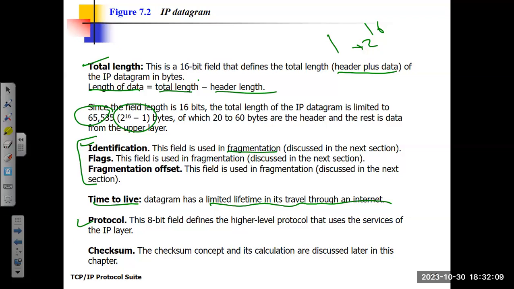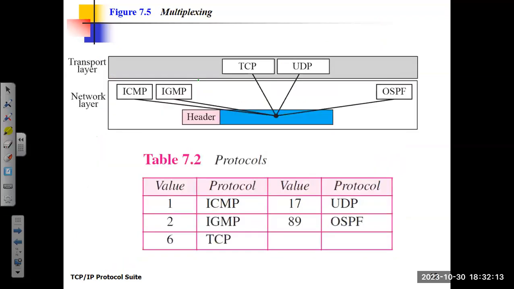Okay, so the protocol we'll show you now, and the checksum we'll talk about that. So remember, that's the IP protocol. So where is the data coming from? It has to come from another protocol. Either the data is coming from TCP, so I have to mention that it's TCP coming, the data has TCP information, or it's coming from UDP. That's from the higher layer.